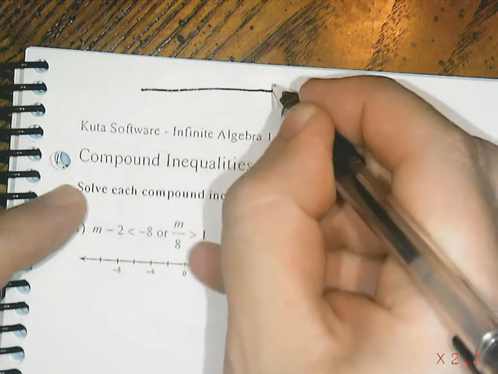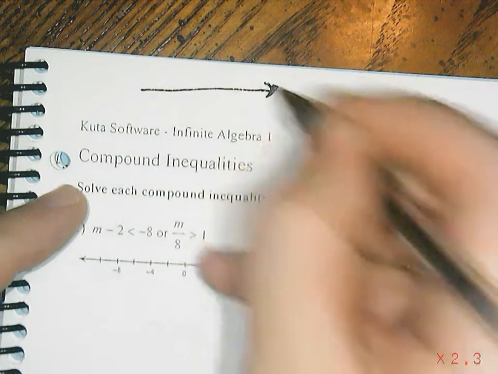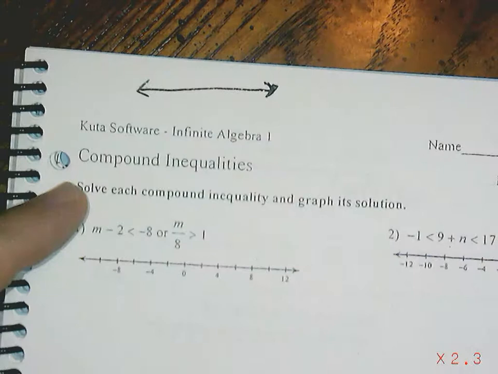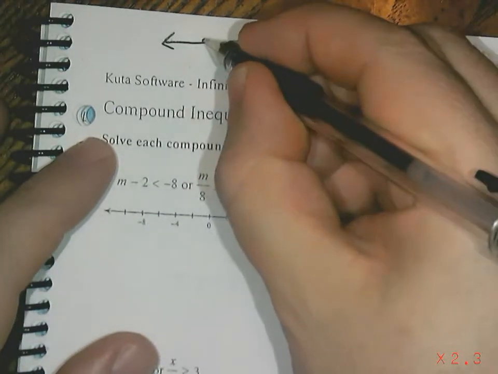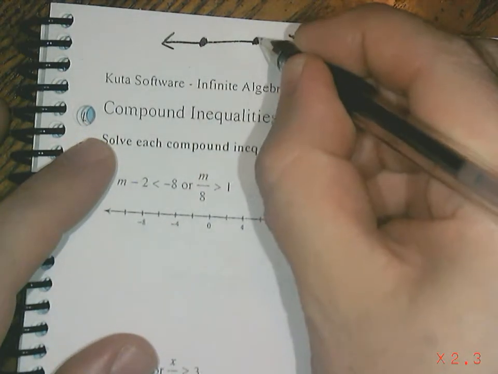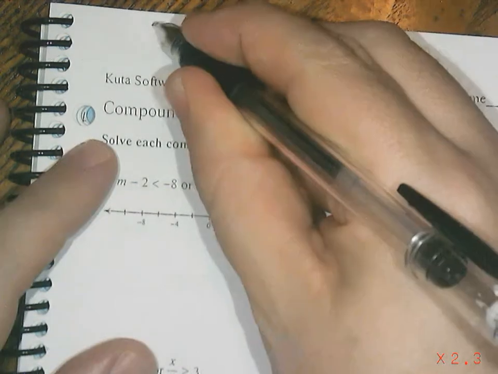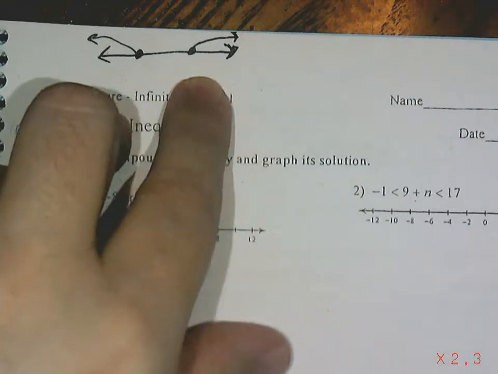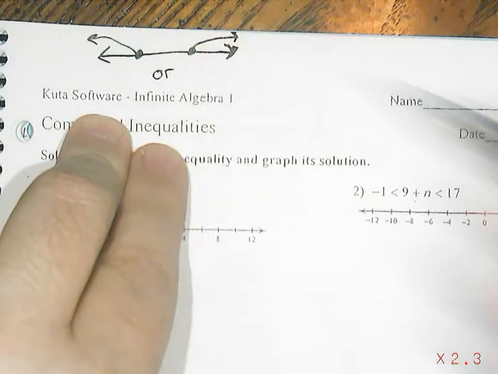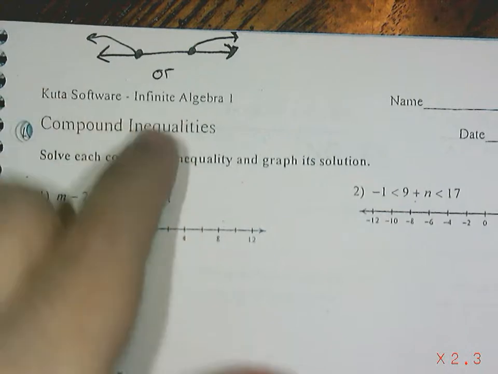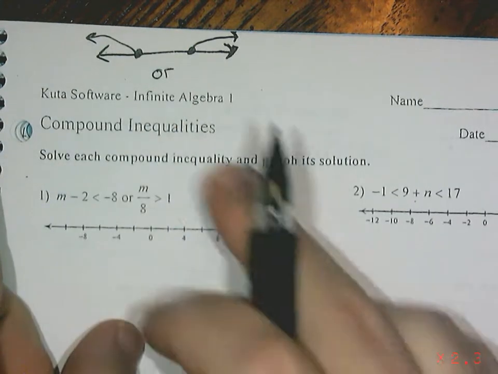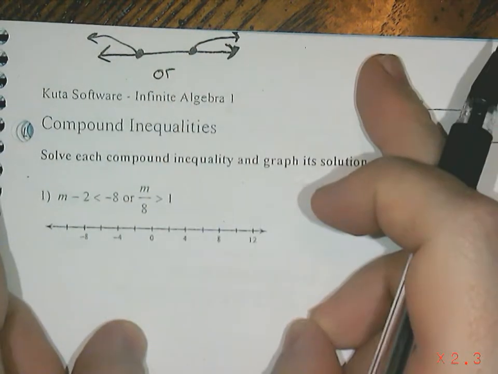So you're going to have an inequality that's going to do something like this. It could be going opposite directions. And those are what we call the OR compound inequalities. It's either going this direction or it is going this direction.